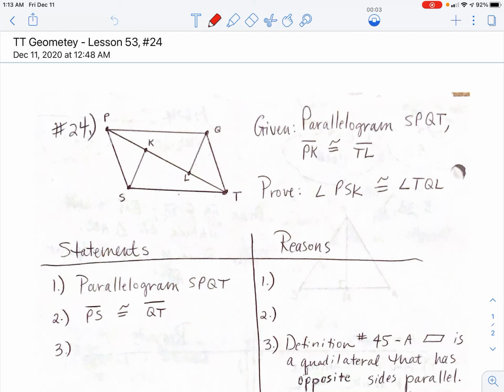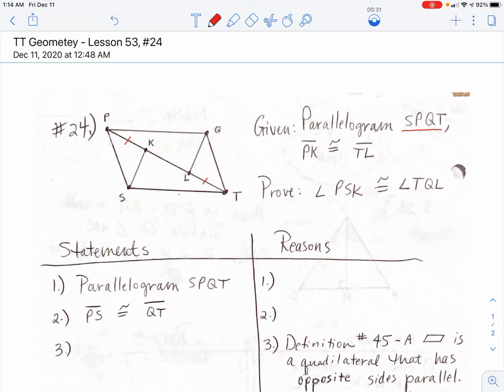Okay, Lexi, and here is number 24 from lesson 53. If you'll follow along with me on your sheet, that would be great. What we have here is a parallelogram called SPQT. We're told that line segment PQ is congruent to TL, so let's go ahead and mark that. PQ is right here, and TL is right here. So those two line segments are congruent.